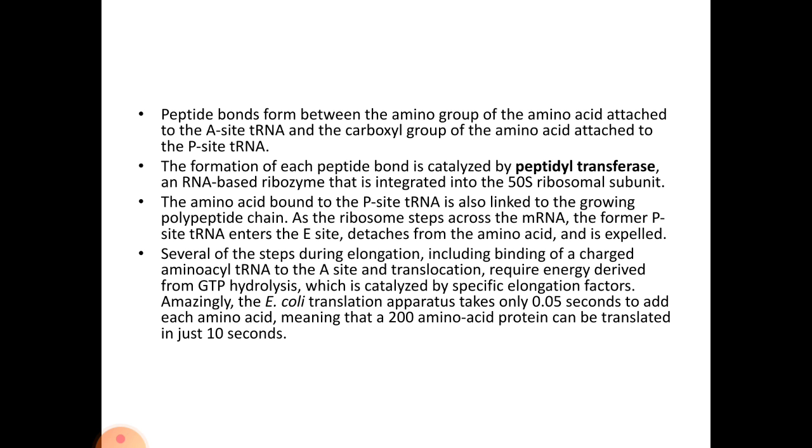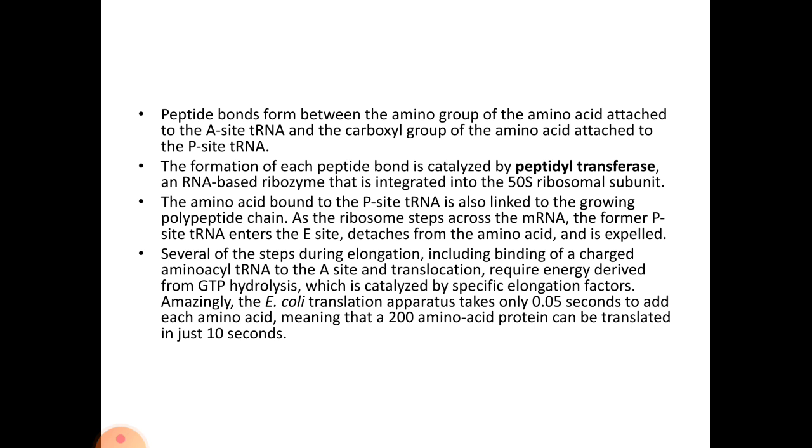A peptide bond forms between the amino group of the amino acid attached at the A site and the carboxyl group of the amino acid attached at the P site. The formation of each peptide bond is catalyzed by peptidyl transferase, an RNA-based ribozyme that is integrated into the 50S ribosomal subunit. The amino acid bound to the P site tRNA is also linked to the growing polypeptide chain.